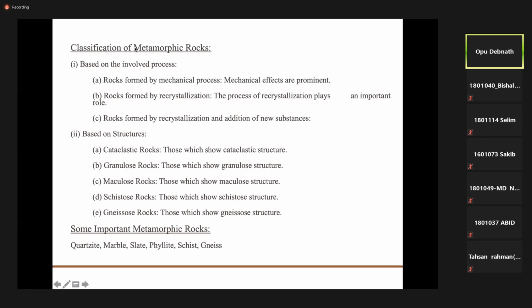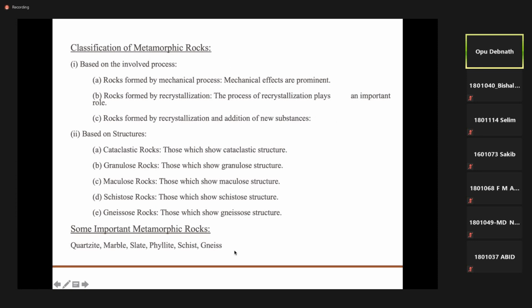And next, another classification of metamorphic rocks. These are actually based on the process. If the main process is the mechanical process, there are some other minor classifications based on the process, and based on the structure as well. That means cataclastic structure, granular structure, or muscular structure. These are some minor categories, so you may also go through them. Just have a look at these categories.